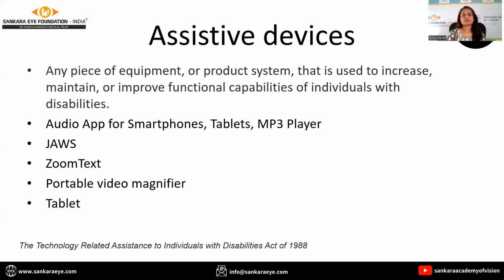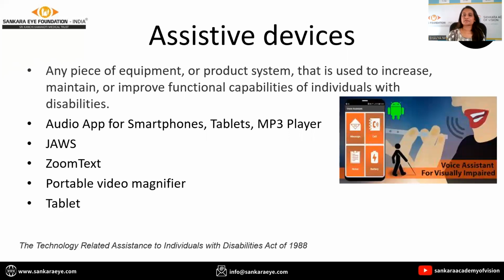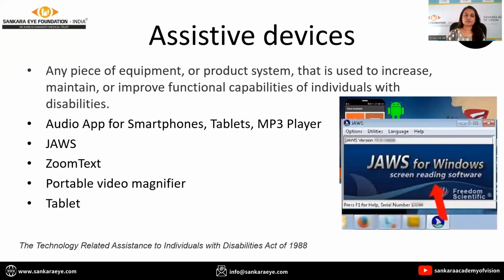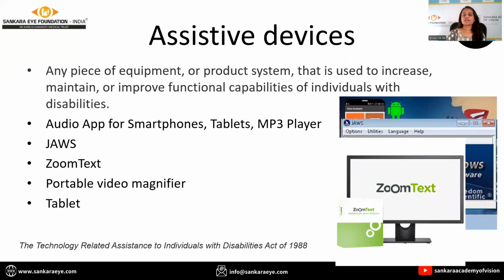And we also have audio apps for smartphones, tablets, and MP3 players. So there are different easily downloadable and free applications which act as voice assistant for the visually impaired. And we also have JAWS. So this is a screen reading software which gives an audio output. And we also have Zoom Text. So this is also an application which helps the users to use the computers and laptops with the preferable text size that they would need.